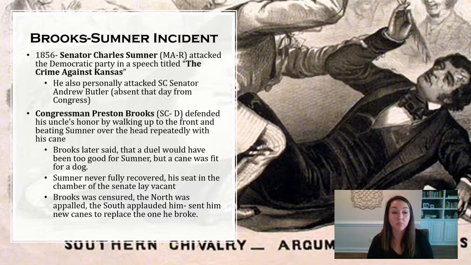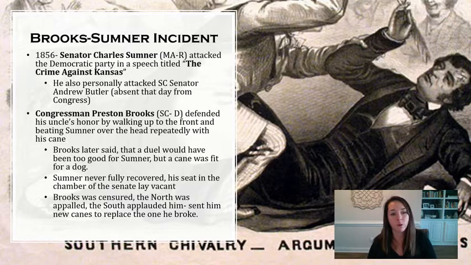And Brooks was censured, which basically means a slap on the wrist. That also shows you how crazy Congress was, because why not kick him out for such an act? Northerners obviously were upset about it, and they used it as an example. We'll talk about this political cartoon in class. However, Southerners were like, good job, right? They sent him canes to replace the one that he broke beating Sumner up.